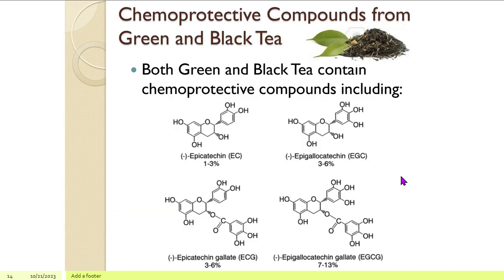Both green and black teas contain chemoprotective compounds. They've been able to study this further, and these are catechin compounds such as epicatechin, epigallocatechin, and some other modifications of these types of compounds. Each of these has chemoprotective effects. It's likely that it's not just to the PhIP compound, but other compounds as well. So having a glass of green tea in the morning is a good idea.